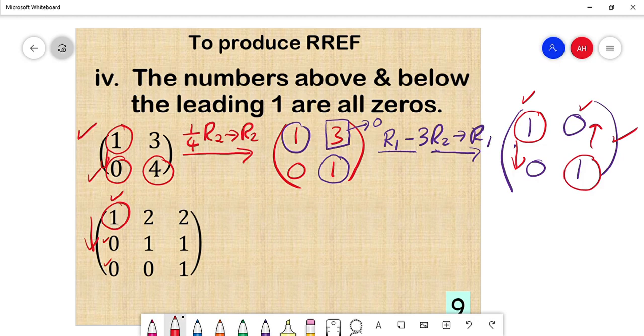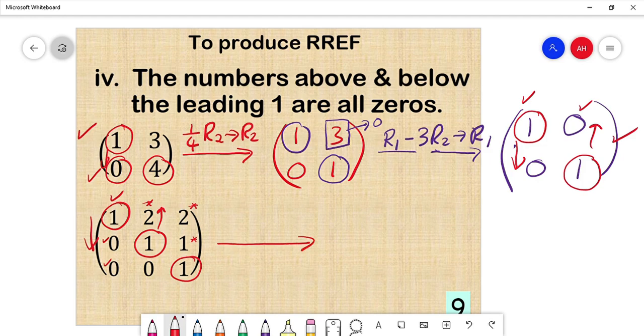For row number 2, the leading one is this number 1, but above it is not 0. Therefore, we have to do something with it. That is, do an elementary row operation so that this number 2 becomes 0. Now, for row number 3, the leading one is this one. Above it, we have this one and this number 2, which are all not zeros yet. So we have to do something, right?